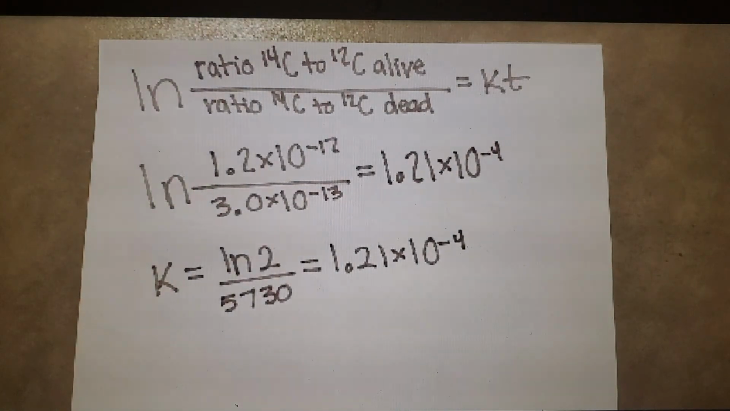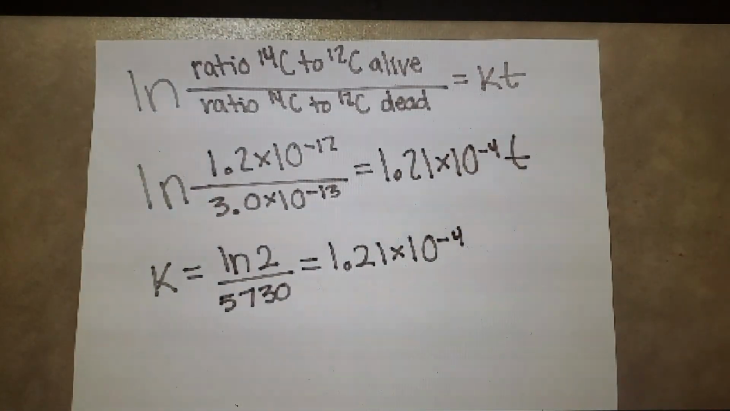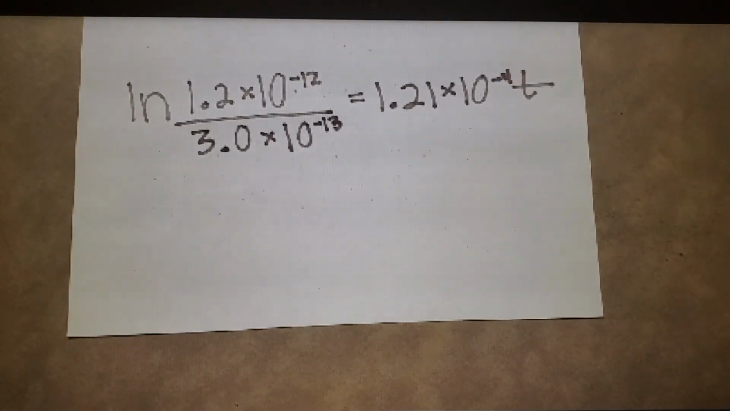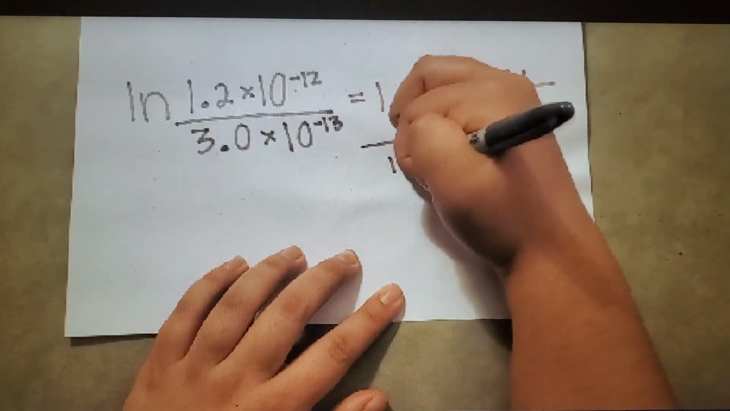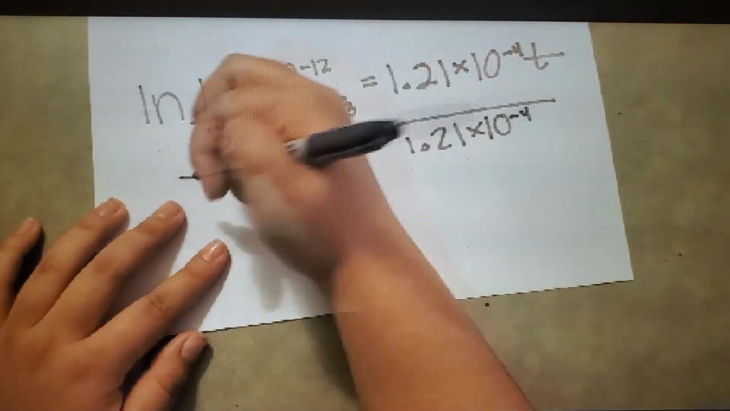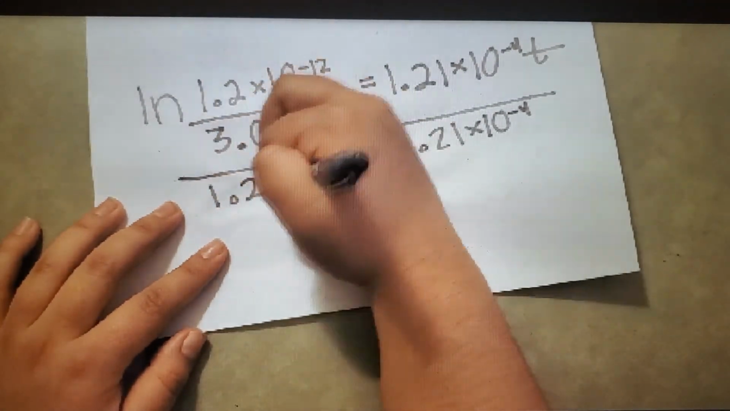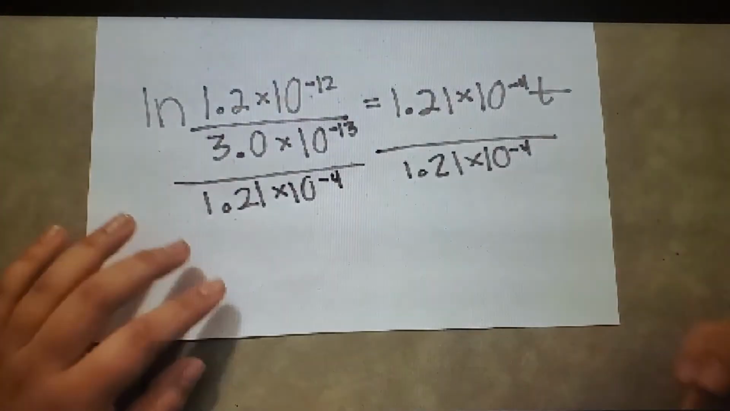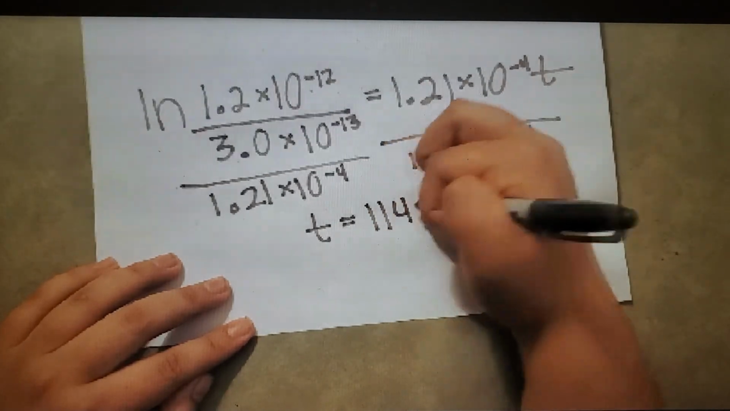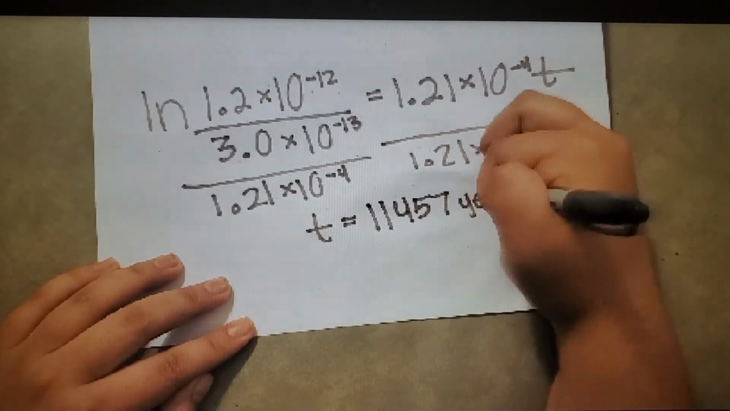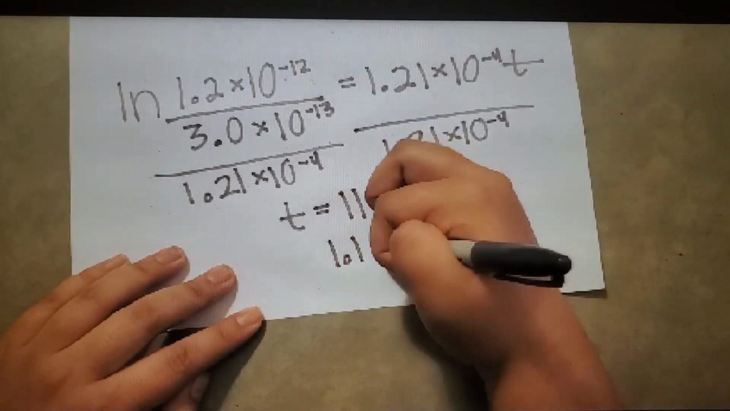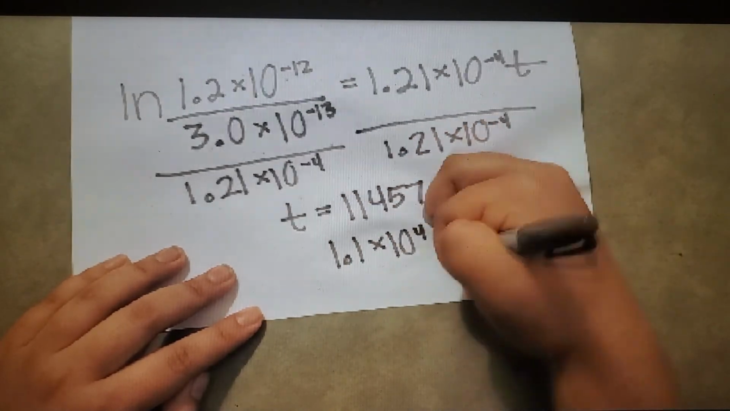And of course, what we still have left to find is the time, meaning how long since Charlie had passed away. All we have left now is just to solve for T. And we can do that simply by dividing. Now what we are dividing here is the half-life constant. And when we do this, we get that T equals 1,457 years. And then this can be simplified to 1.1 times 10 to the 4th years.